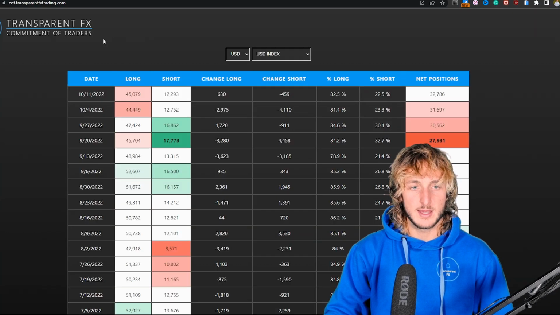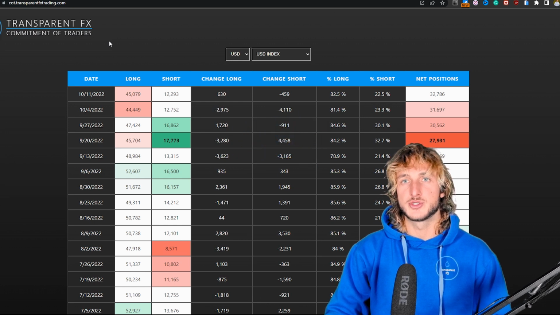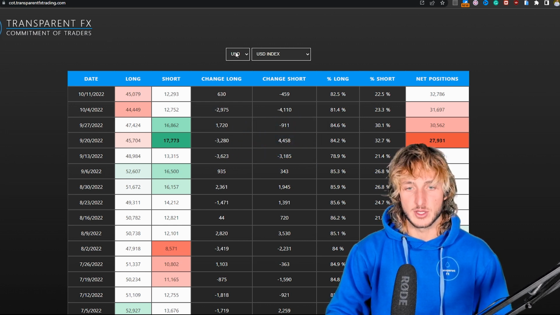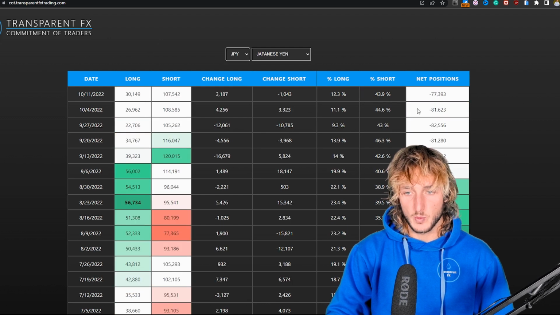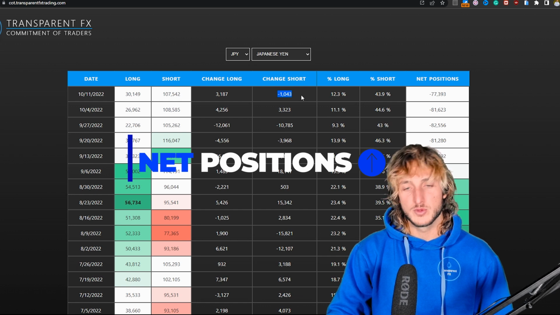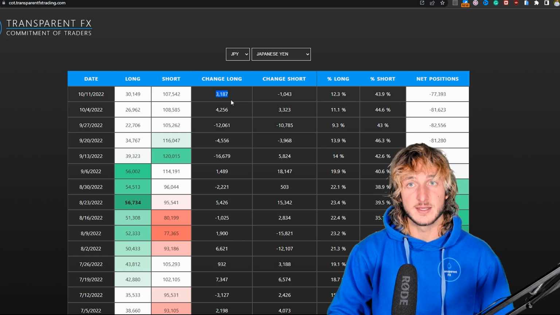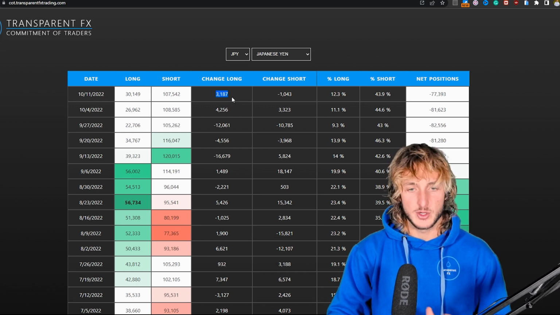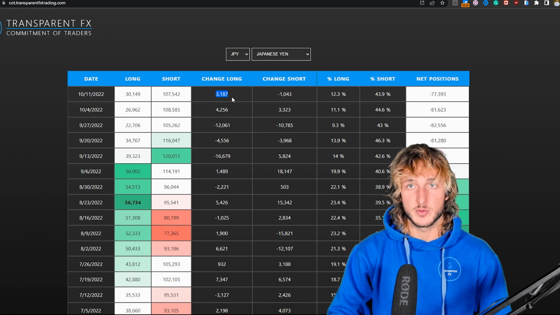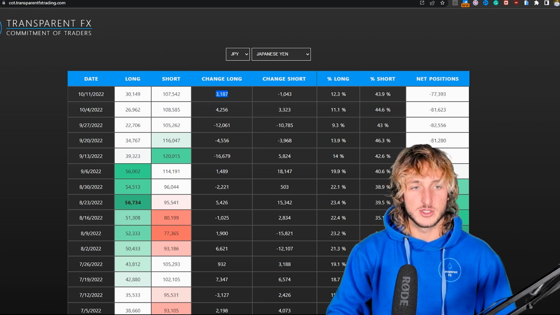Now, if we go and see what we have when it comes to the commitment of traders, so the COT data, which is what the non-commercials, so the biggest speculators in the market, are doing, and we check the data for the JPY, we can see how lately with the last reports, we have seen net positions growing from minus 81k to minus 77k. We had almost 1k shorts getting closed and 3.1k longs getting added, making the JPY stronger because we're seeing longs added on it from an institutional perspective and shorts getting closed, which makes the JPY stronger.